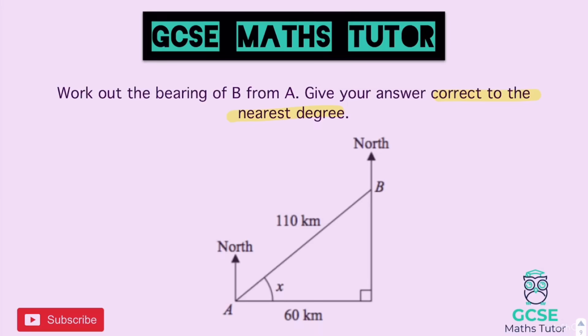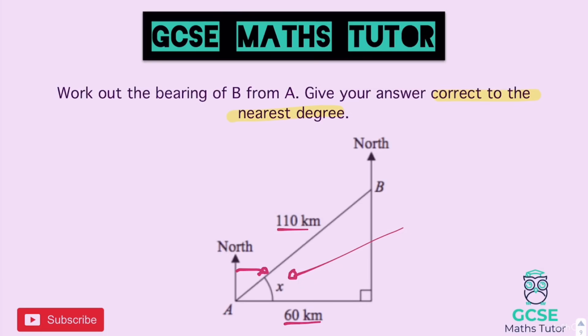So B from A is this angle here. So that's what we're trying to work out. Now at the moment we've got a right angled triangle within this image. Both lines are pointing up to north. We've got our right angled triangle. We've got two lengths on that right angled triangle. So using a bit of SOHCAHTOA, we could work out the size of this angle X just here.